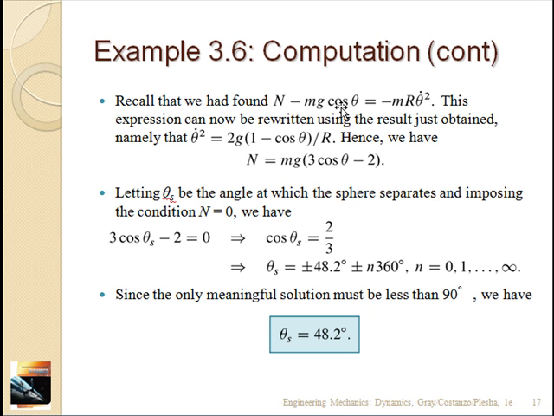All right, but we know that n minus mg cosine theta is minus m r theta dot squared. So we just substitute from what we just wrote down. So theta dot squared is this, and n is mg times 3 cosine theta minus 2. We were looking for when the ball separates. That occurs when n equals 0. So we set that to 0 and solve for theta, and let theta s represent that separation angle. So 3 cosine theta s minus 2 is 0, so cosine theta s is 2/3, and so theta s is 48.2 degrees.